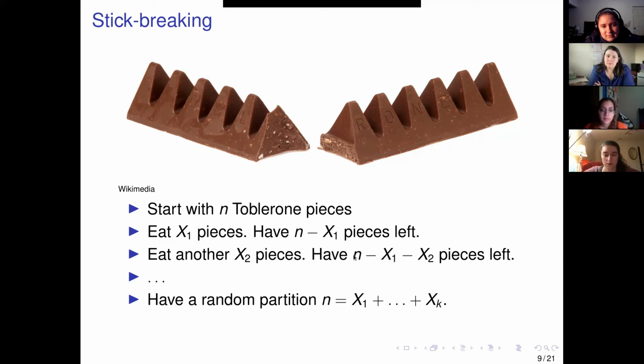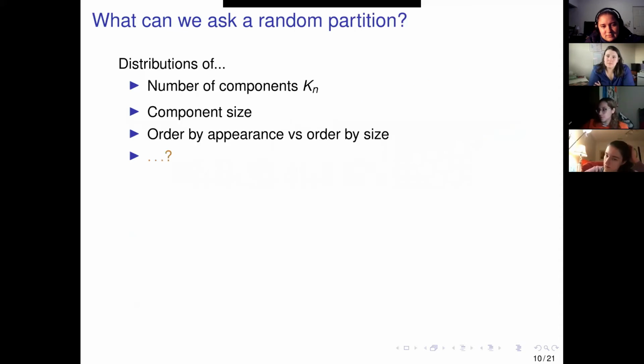Okay. That's great, right? So now again, we want to ask questions about this random partition. You can ask what's k, so how many components do you get? What's the distribution of the component size? What happens if I order by appearance versus order by size? Order by size means I list out the pieces from the biggest to the smallest. Order by appearance means I list out the first piece that I ate, the second piece that I ate, and so on.